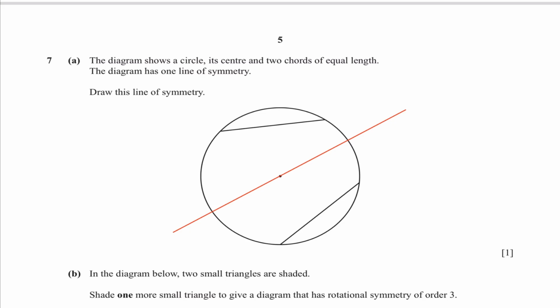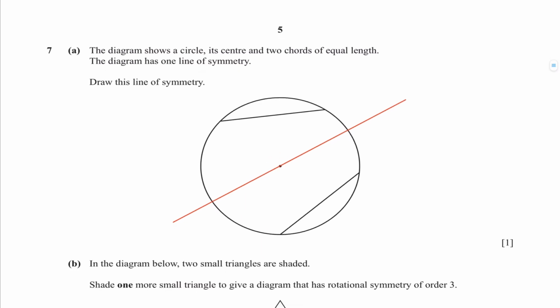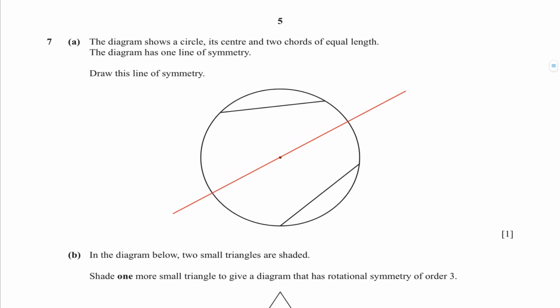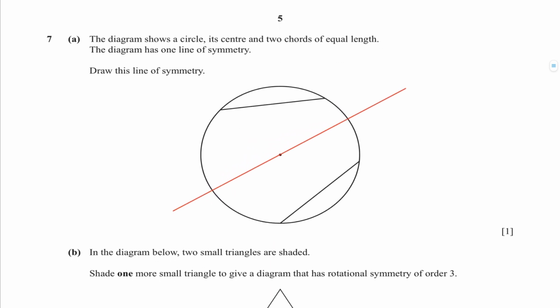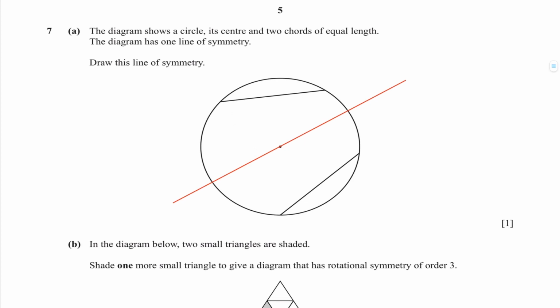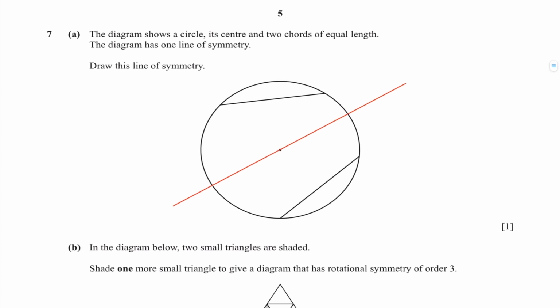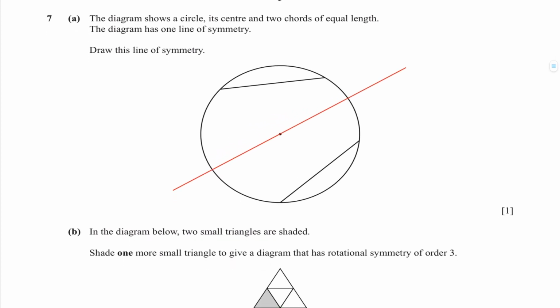So this is the only logical line of symmetry that we can have, and we can see that if this circle was cut along this line, we would get two identical halves, or you can say that one half would be the reflection of the other.